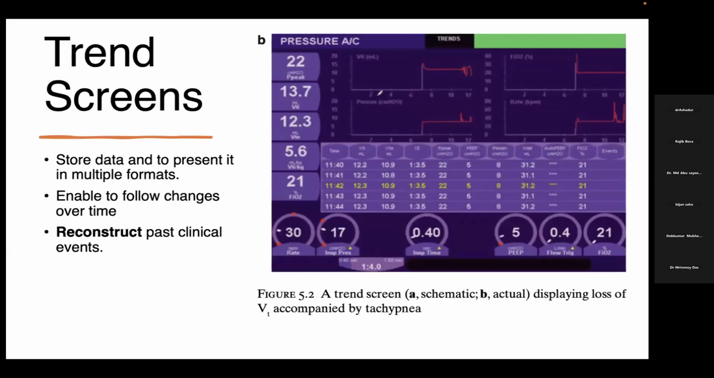So the newer machines also have these trend screens. Suppose you are going for a morning round and you don't know what happened last night, and your resident has told you that something happened at around 2 o'clock. So we can open this trend screen and look at what exactly happened at that time. By looking at this and comparing your volume at that particular time, your rate, whether tachypnea was there or not, you can understand. If the volume has decreased and the tachypnea has increased at the same time, probably there was a low volume delivered to the patient. So this is how a trend screen helps. It helps us to reconstruct past clinical events and also enables us to follow changes over time.